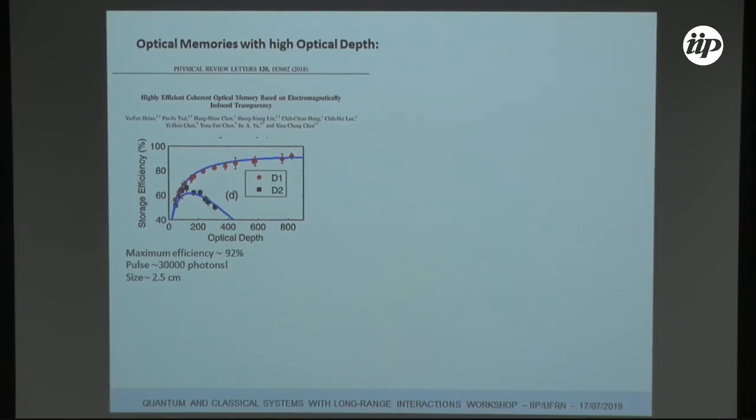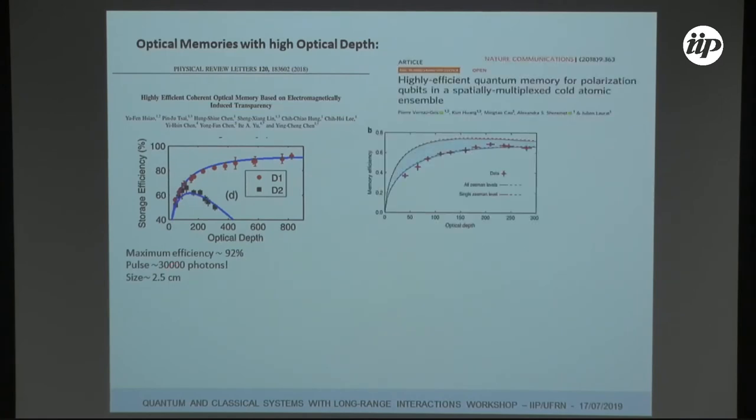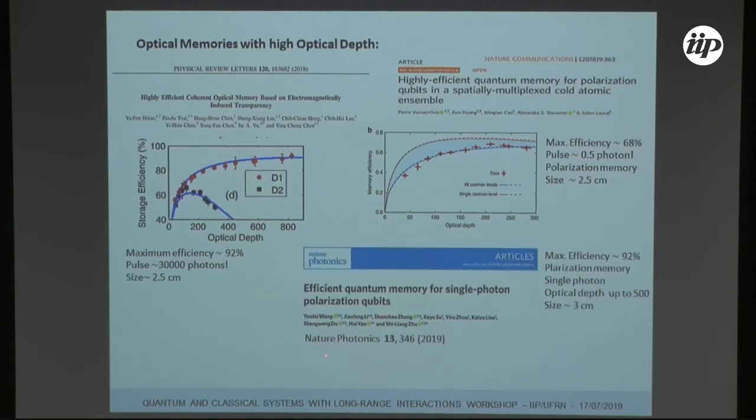But in this case, it is for 3,000 photons, so this is just a classical memory. For a few photons, it's possible to have high efficiency also, but again, we need really high optical depth. And in this case, the efficiency was 68%. And a more recent paper, 2 months ago, showed that it's possible to have a quantum memory with an efficiency around 92%. But again, the optical depth in this case was up to around 500. So in every case, we need a really high optical depth.